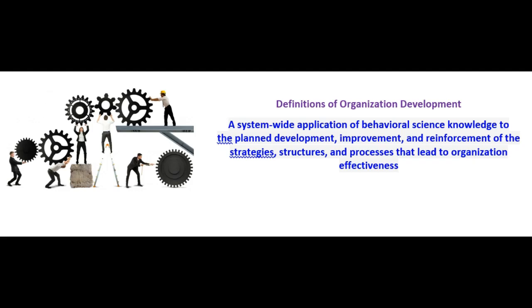We're also talking about the idea of planned development, improvement, and reinforcement. So we're thinking this through. We're projecting what our needs are going to be and how people may work with those needs. And then the strategies, structures, and processes that lead to organization effectiveness. Do we have in place the right strategy to achieve our objectives, the right structures to achieve our objectives, and the right processes to achieve our objectives? Those are critical ideas in organization success.